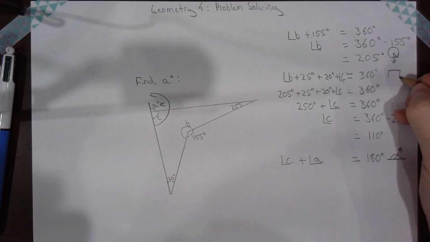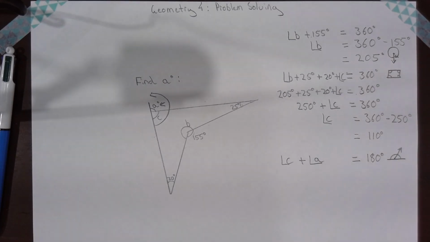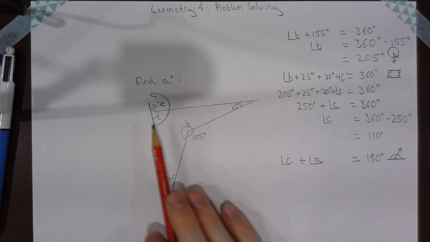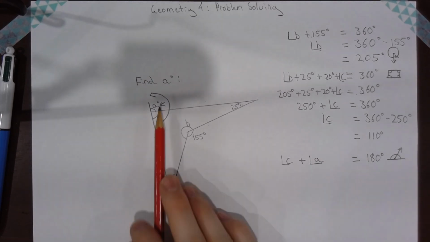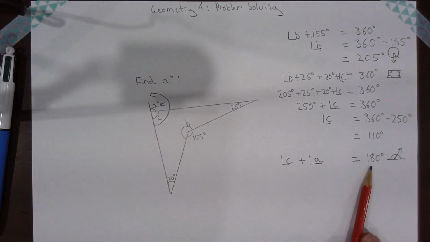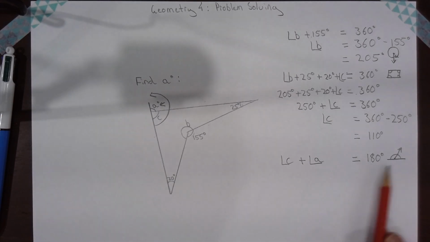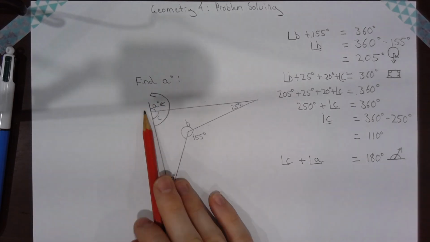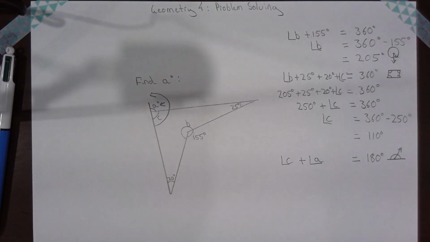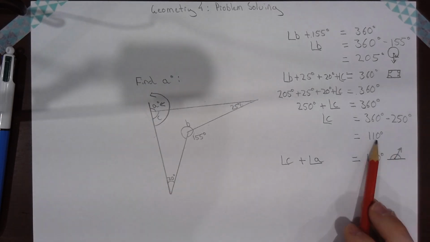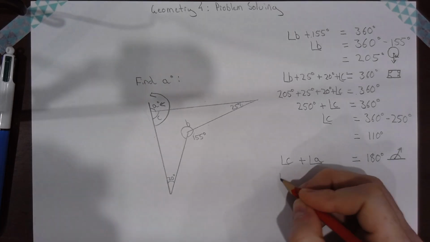So now, just like before, when I took this 250 and I took it over to the other side and I made it a minus instead of a plus, I can do the same down here. So angle A, when I take that 110 and I move it over to the other side, is going to become a minus. So it's going to become angle A equals 180 minus 110 degrees, and that's going to equal 70 degrees. And now I've completed my question because I've found what A is. Angle A equals 70 degrees.